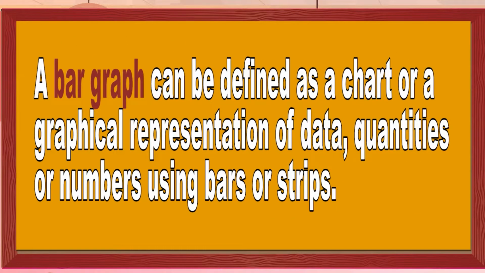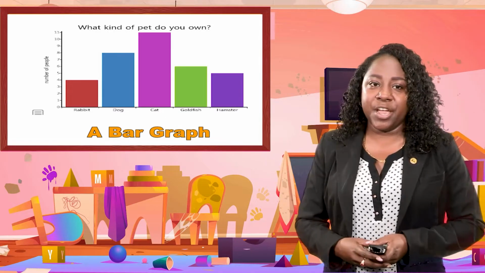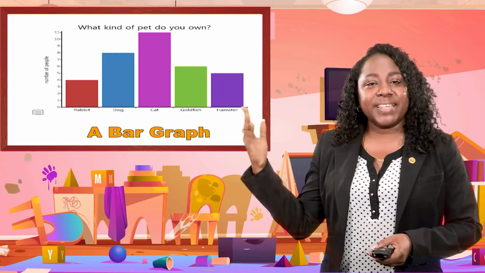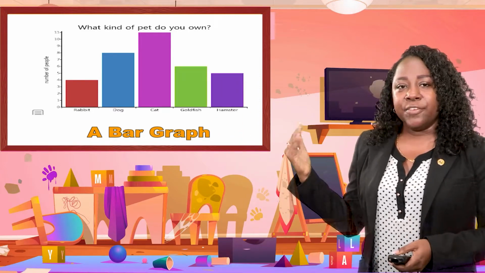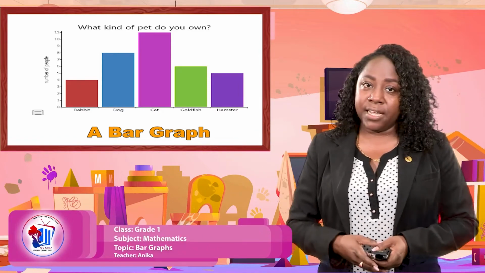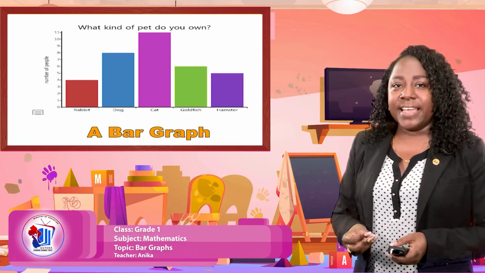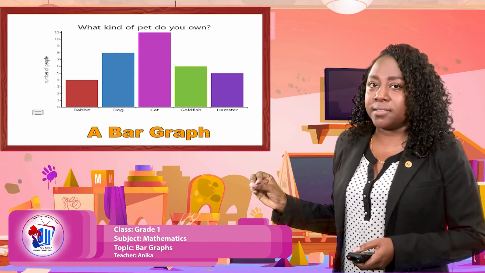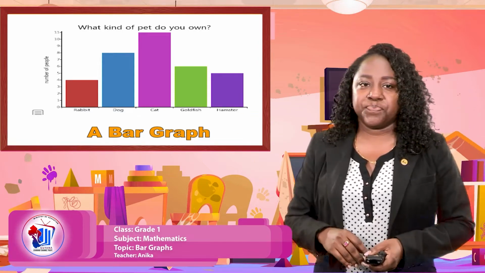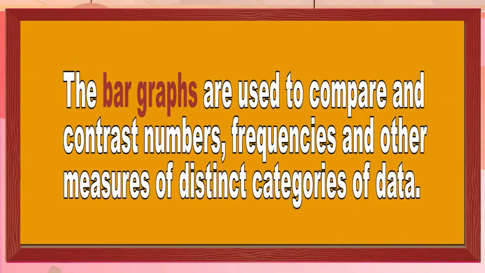So a bar graph can be defined as a chart or a graphical representation of data, quantities, or numbers using bars or stripes, like the one you're seeing here. Those are bars, or we can say stripes. If you look at them, each bar has a different color. We're going to get more into defining exactly what each part of the bar graph represents. The bar graphs are used to compare and contrast numbers, frequencies, and other measures of distinct categories of data.